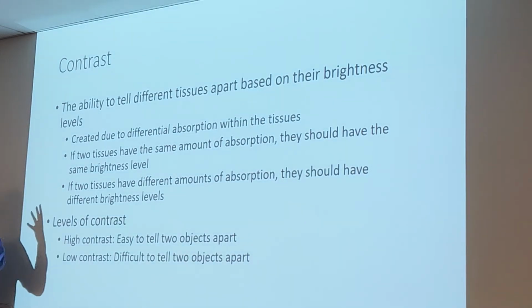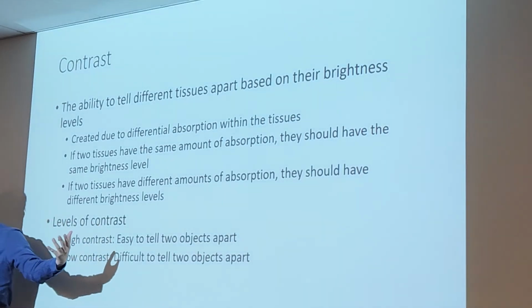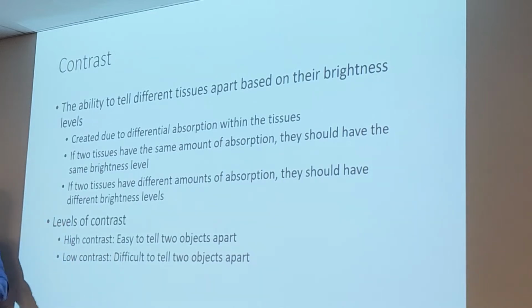The one that absorbed less should be darker. The one that absorbed more should be brighter. That is how contrast works. So, high contrast means big differences between their brightnesses. Air, dark, bone, bright. Big difference, high contrast.